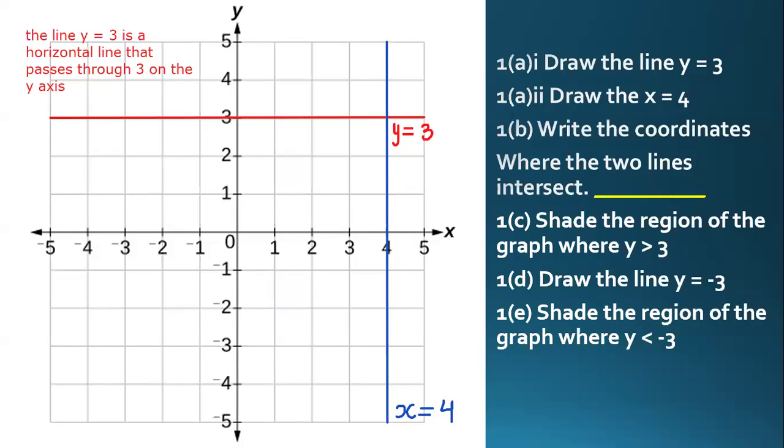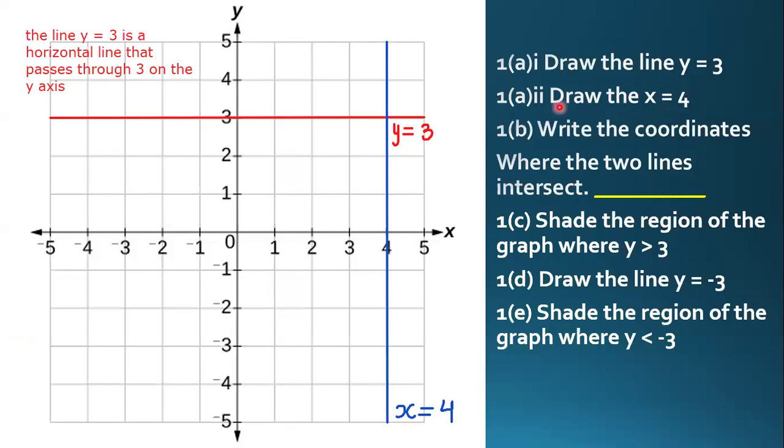Maya Leah, do you understand this? I joined late, so I didn't catch the last part. So what I said was that they want us to draw the line y equals 3, and then draw the line what? x equals 4. Very good.